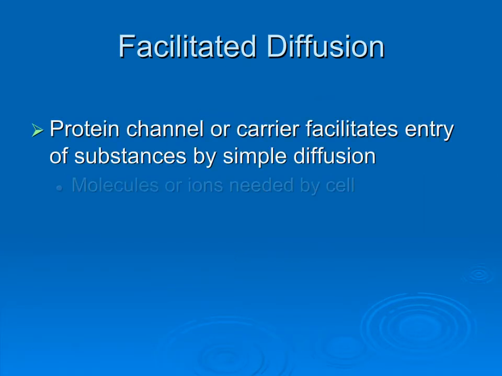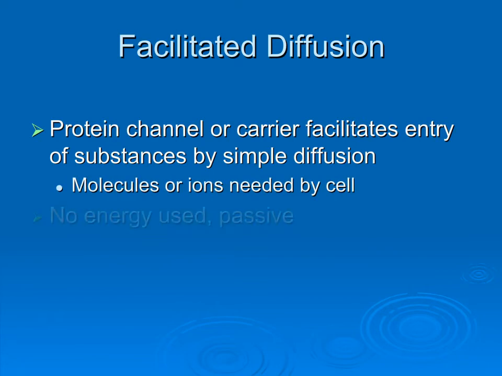Facilitated diffusion is when a protein assists in the diffusion of a substance across the membrane. The cell may require these substances, but the molecules are just too large and are too charged to cross directly. Again, this is still a passive movement, as the protein is just helping the molecules diffuse.